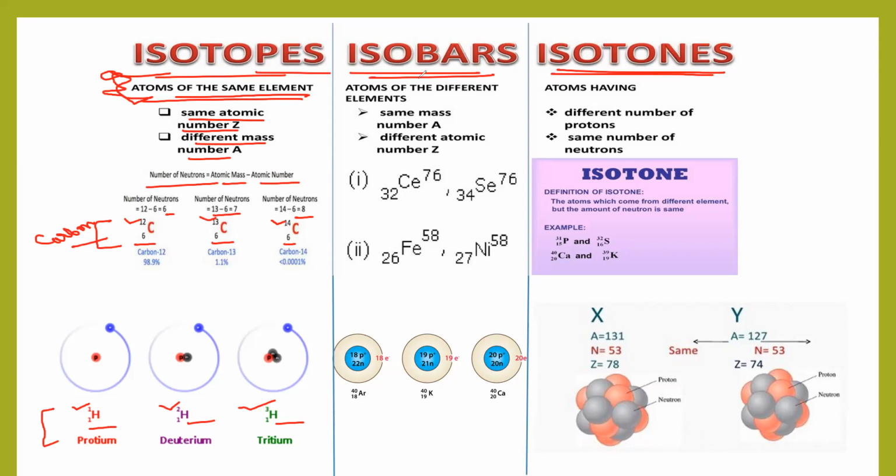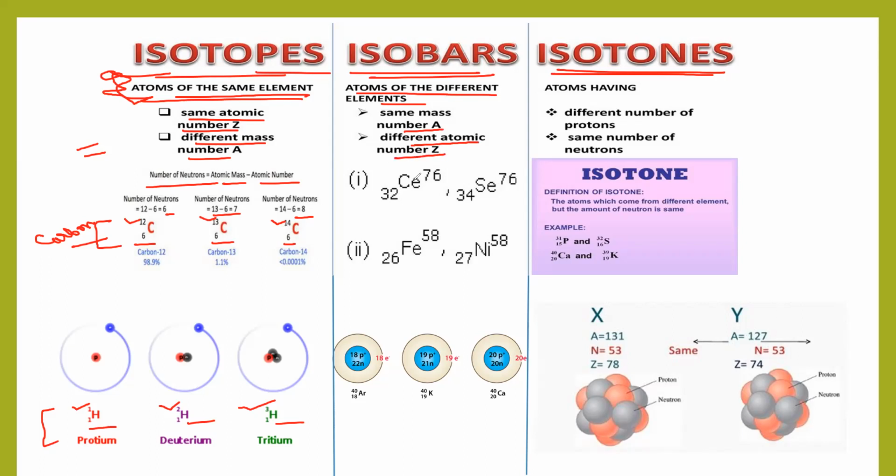Now isobars: atoms of different elements. Isotopes are of the same element. For example, we are considering carbon only here, hydrogen only here, right? But in the case of isobars, these are of different elements. So they have the same mass number, but the atomic numbers are different. If the atomic numbers are different, it means the proton numbers are different.